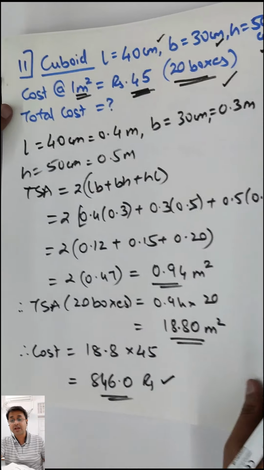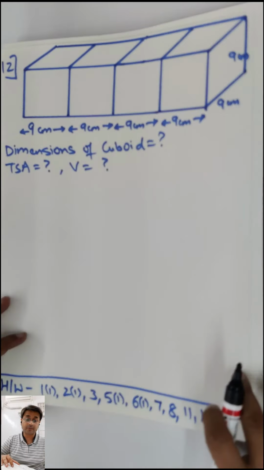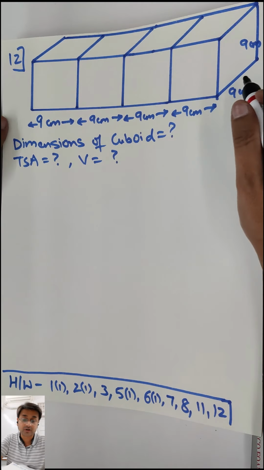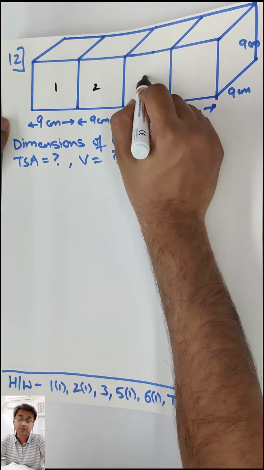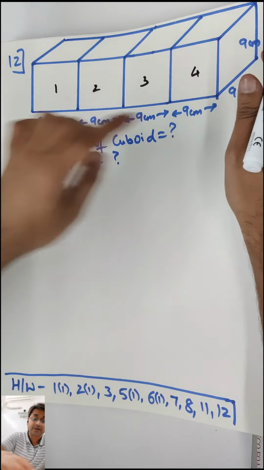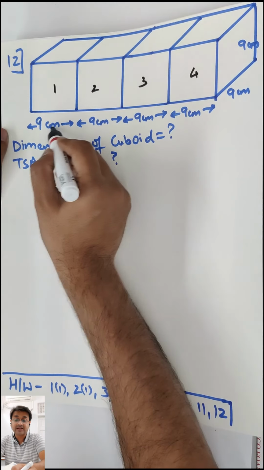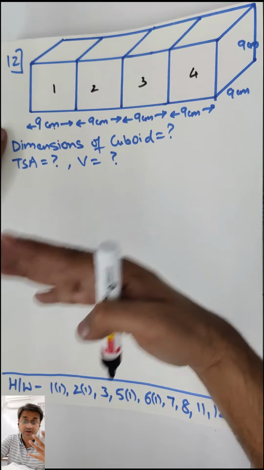Okay, let's move on to our last question, sum number 12. There you go, the most important one. So please put a star beside it. Very important question. Cube 1, cube 2, cube 3 and cube 4 joined together. So then the shape becomes a cuboid. So this is 9 centimeter, 4 cuboids together.